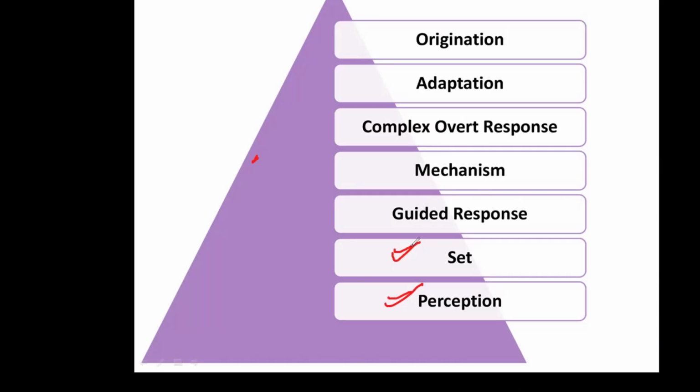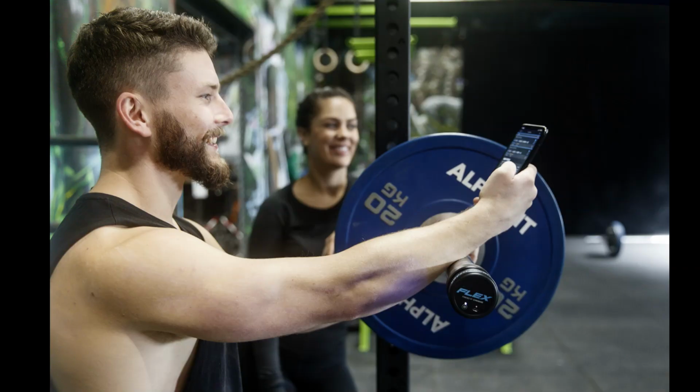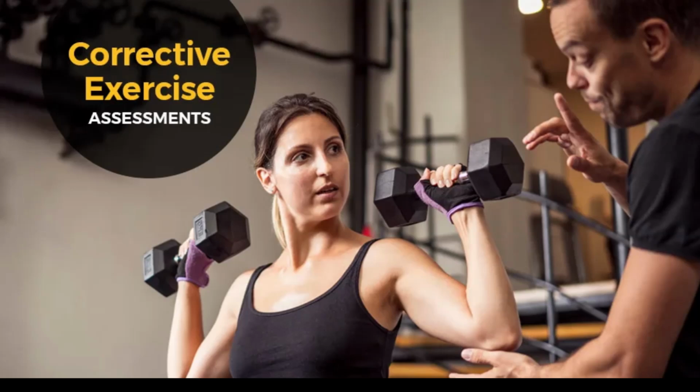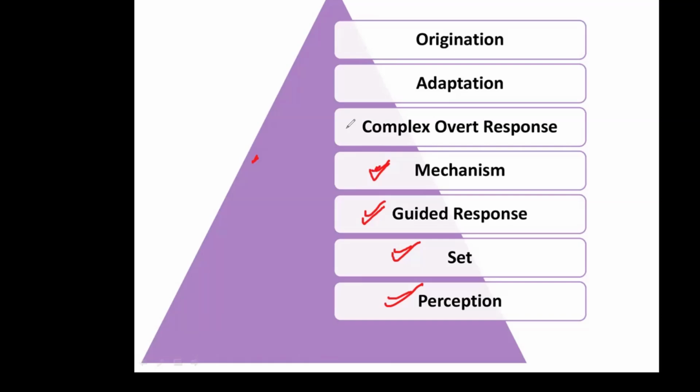So make sure that you are ready for guided response. Then the instructor comes to teach you, and you are following the instructions. After that comes mechanism, where you are ready to do it yourself, which means you have learned. Then complex overt response: now you are able to make small changes on a different or complex task.